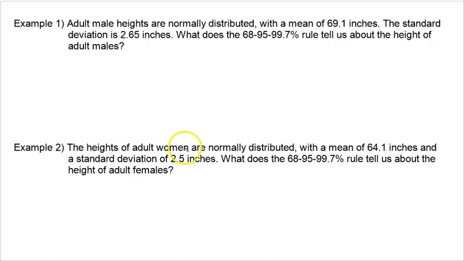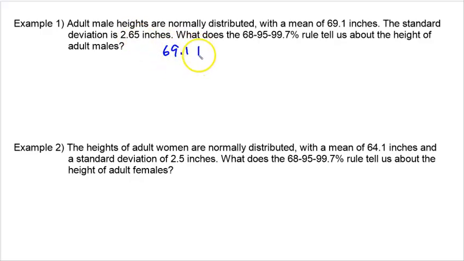All right, with that being said, let's take a look at some applications of the standard normal curve. Adult male heights are normally distributed with a mean of 69.1 inches. The standard deviation is 2.65 inches. So what does the 68, 95, 99.7 rule tell us about the height of adult males? Let's just say within 1 standard deviation of the mean. We could say the mean would be here, 69.1.